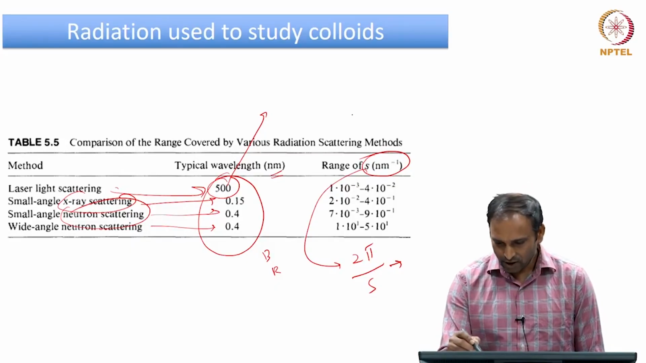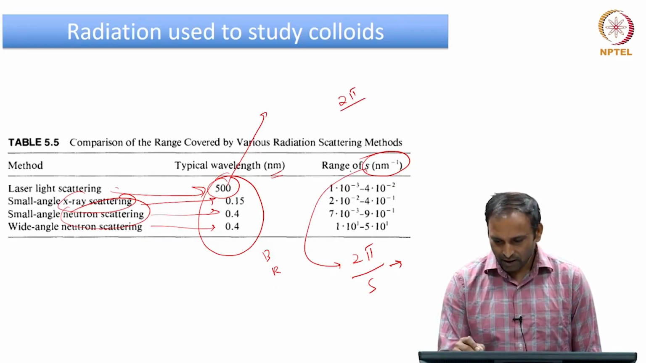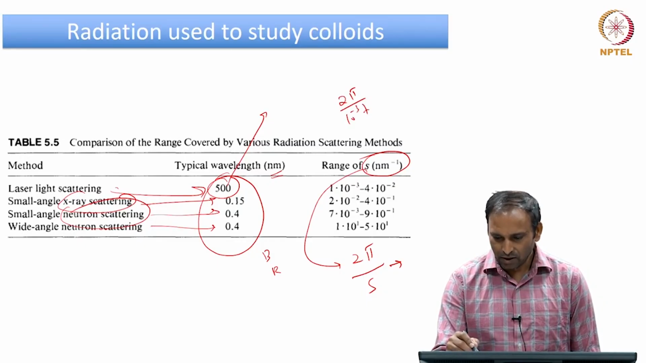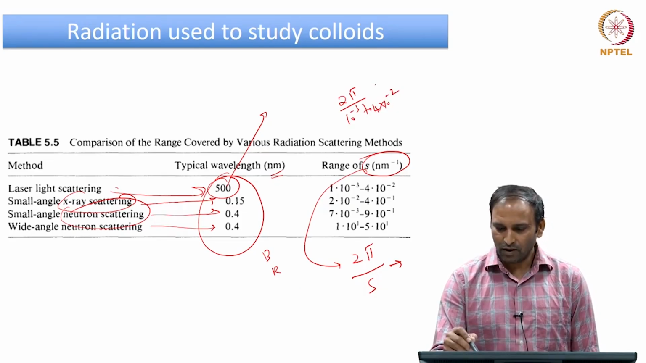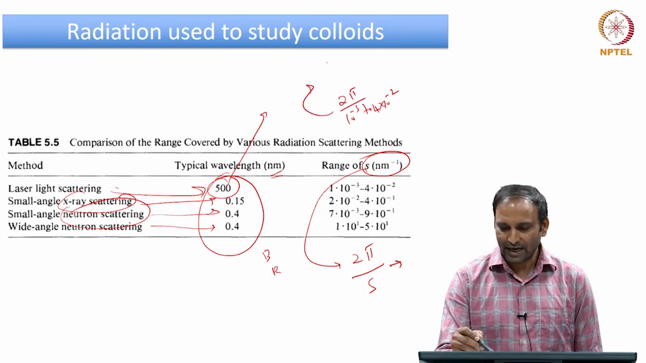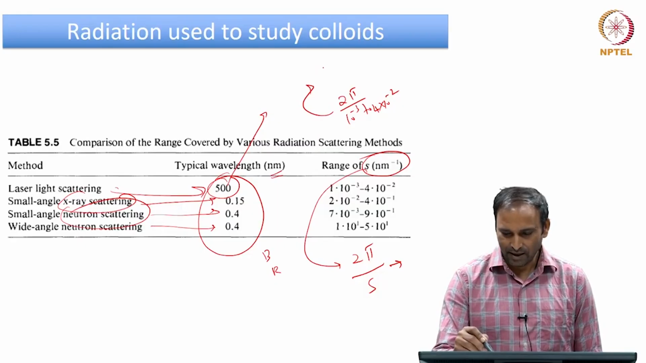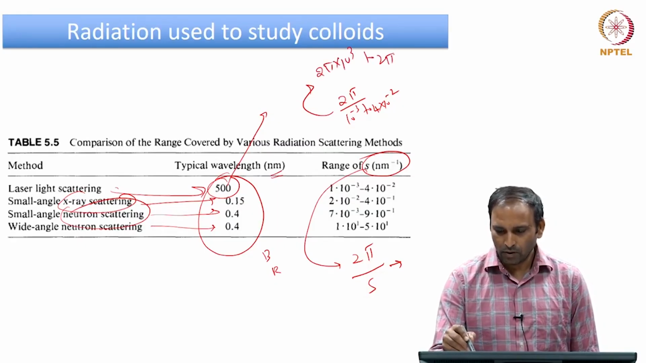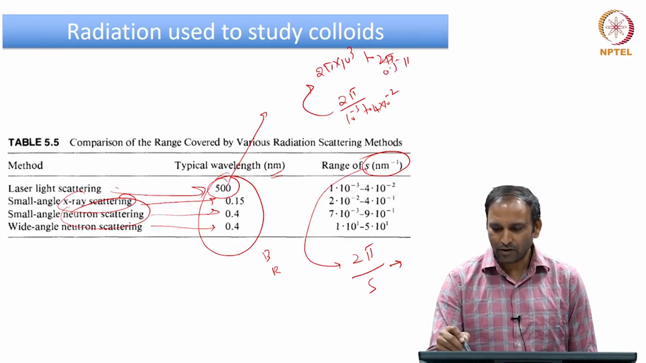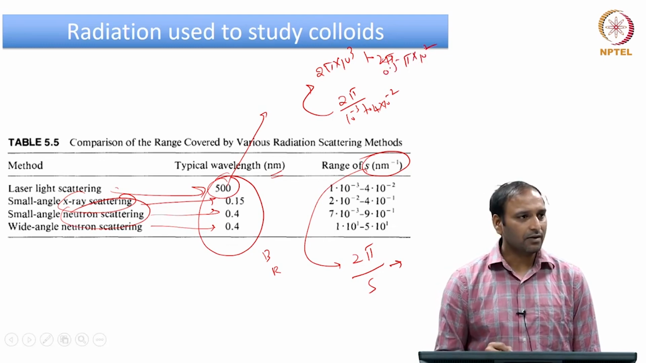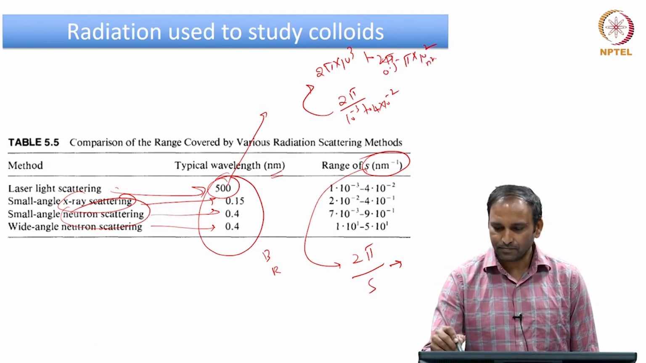Let us think about it. So, 2 pi divided by the parameter, which is 10 power minus 3 to 4 into 10 power minus 2. Therefore, the length scale that I can get from a scattering experiment when I use laser light is 2 pi into 10 power 3 to 0.5 pi into 10 power 2, in nanometer.